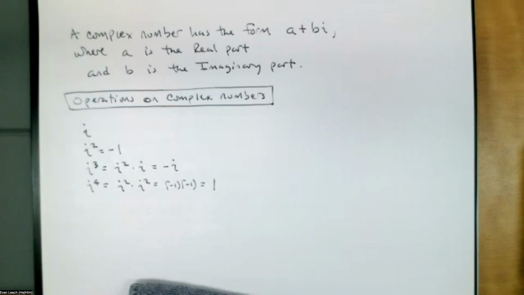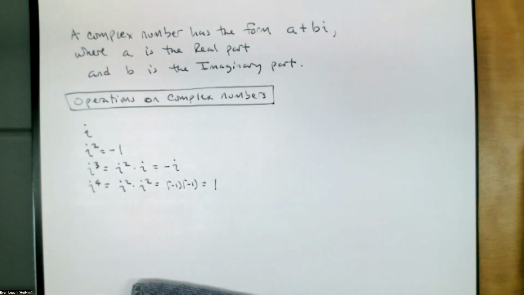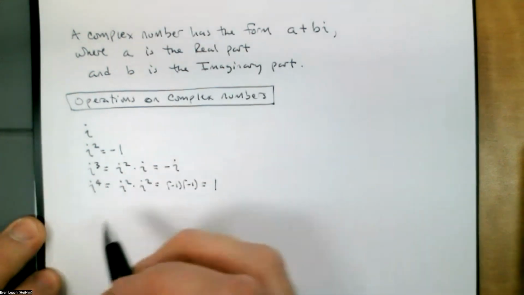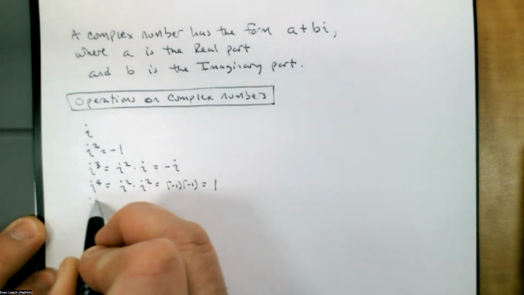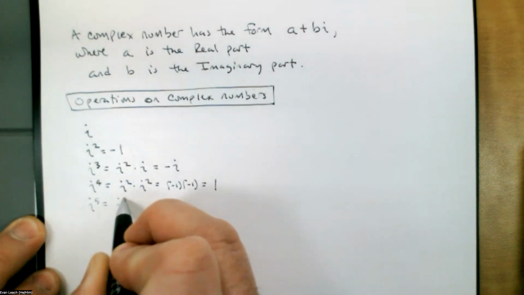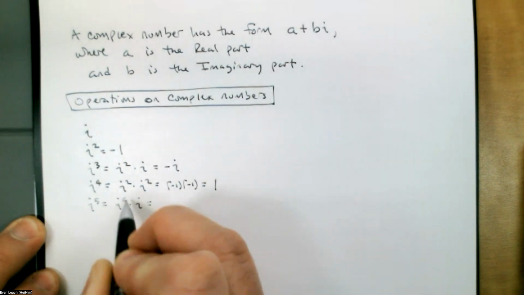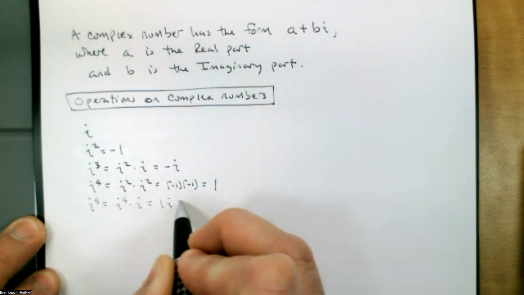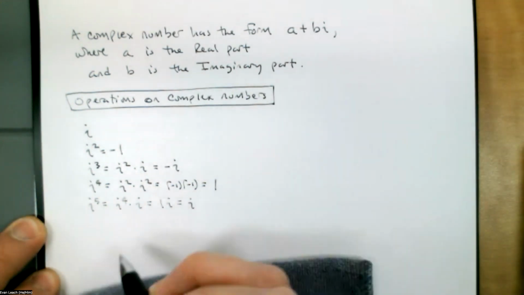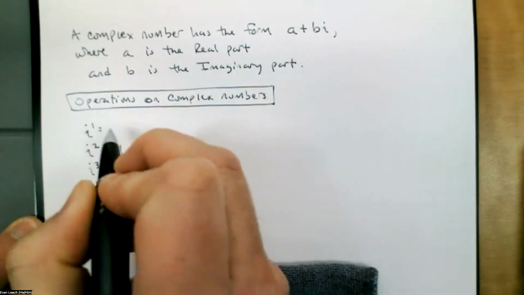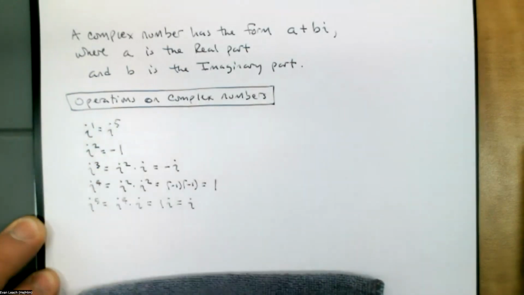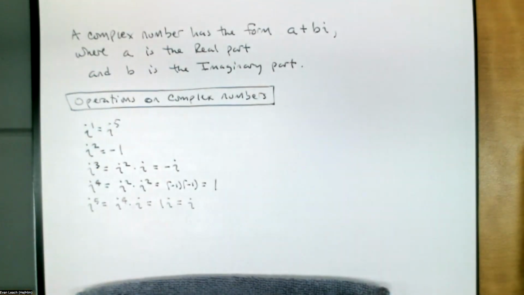I is just I. I squared is -1. I cubed is -I. I to the fourth is 1. These are all the things that we need. Because once I get to I to the fifth, I'm back at the beginning. So I to the fifth is just I to the fourth times I, but I to the fourth is 1. So I to the first is the same as I to the fifth. And now we are in a loop.